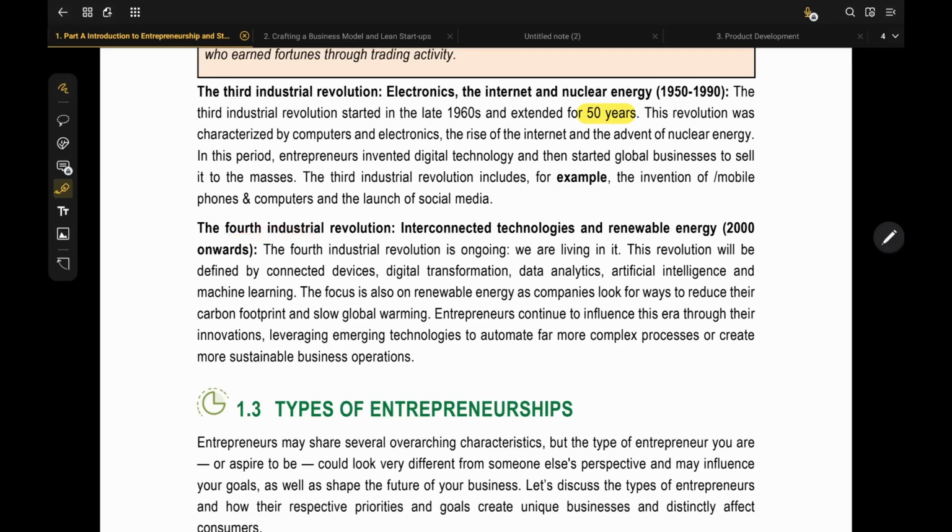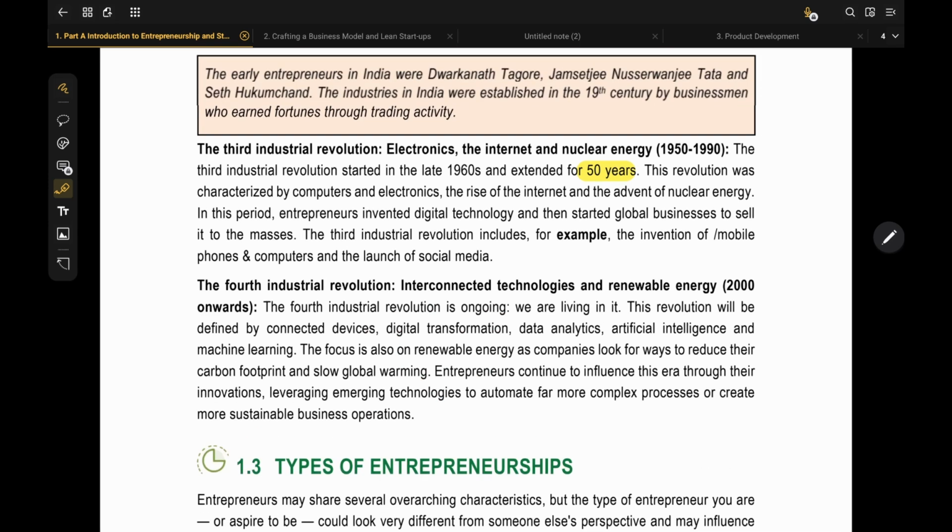Fourth industrial revolution. Here the main inventions are interconnected technologies, connected devices, digital transformation, data analytics, artificial intelligence and machine learning. And we are shifting towards renewable energy. These are the important aspects of the fourth industrial revolution. Here, technology is the main thing. Entrepreneurs make use of technology to develop their business.